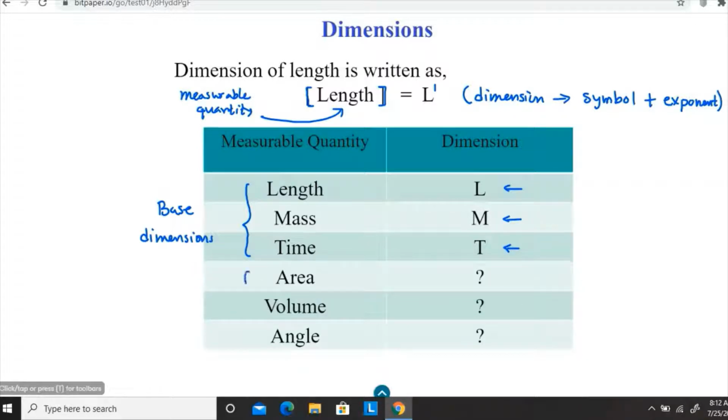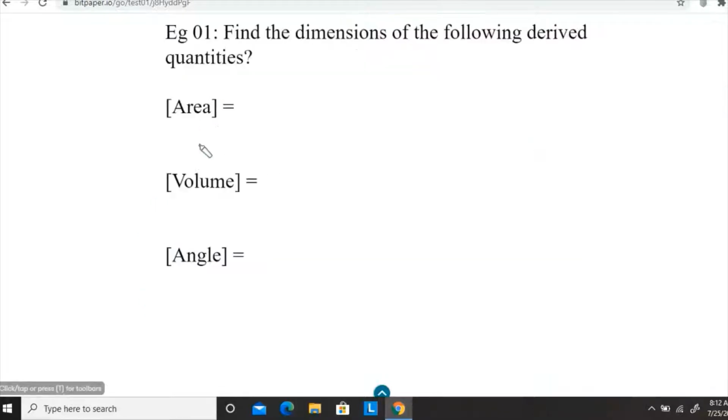And then these are examples for some of the derived dimensions. Derived means they are results of these base dimensions. So we'll take a look at that. We'll do some examples. For example, find the dimensions of the following derived quantities. So area. So here what it means is find the dimensions. You have the square brackets. Find the dimensions of area.